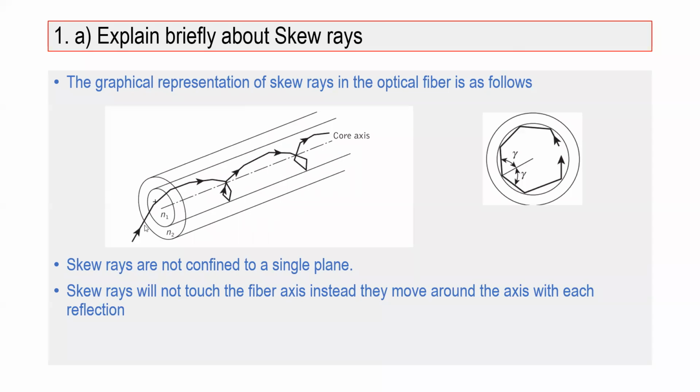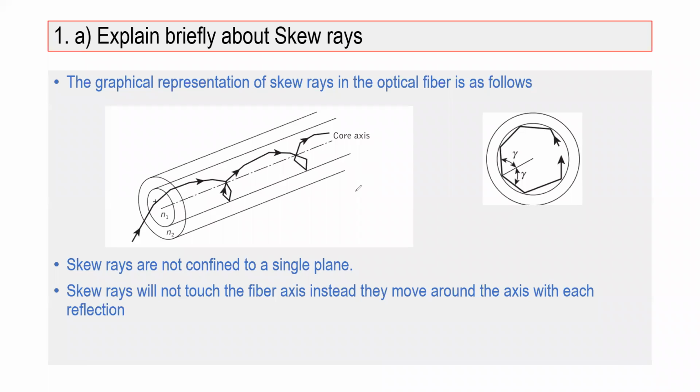If you observe this diagram here, you can see that a light ray is being incident into the fiber. Now it has taken one reflection and then one other, and then comes one more and then one more. In this way, your skew ray is going to be traveling. These rays are your skew rays. The graphical representation of skew rays in optical fiber is as follows. Skew rays are not confined to a single plane. That is, they are not confined to a single plane. That means you can't represent skew rays in a single dimension.